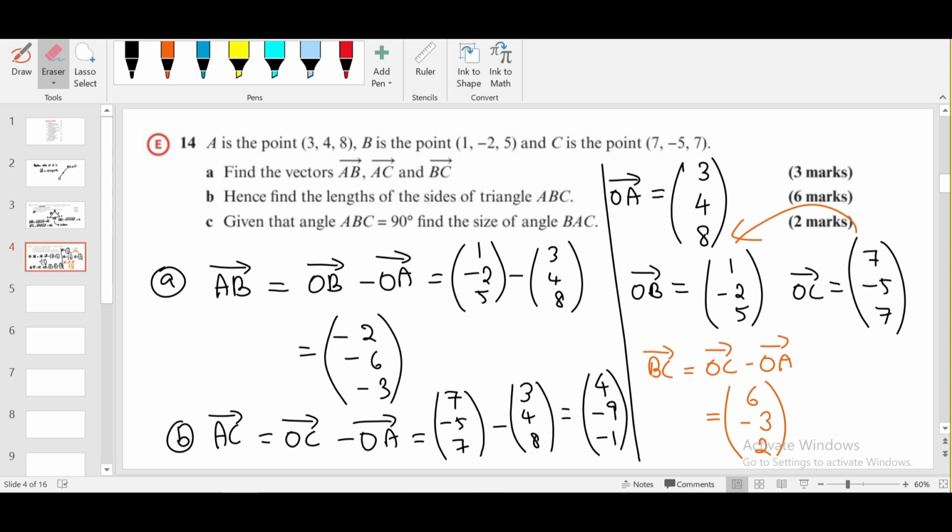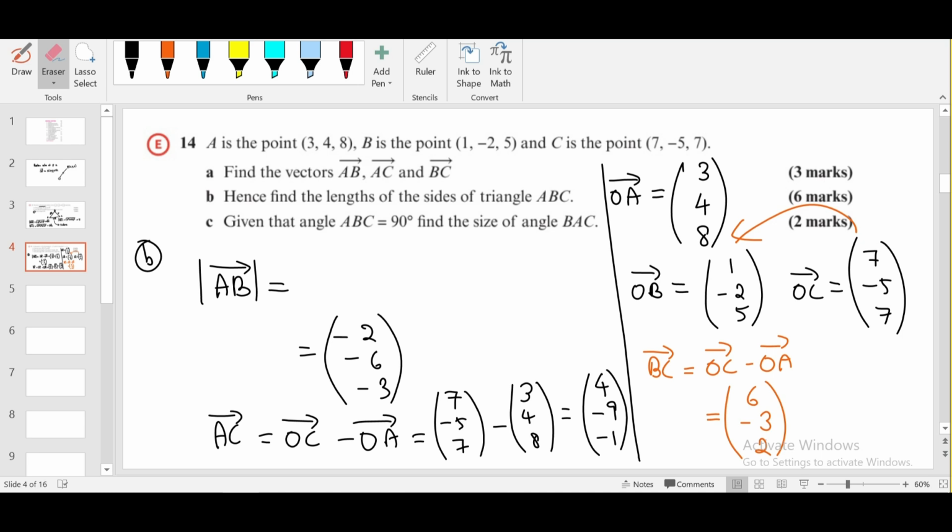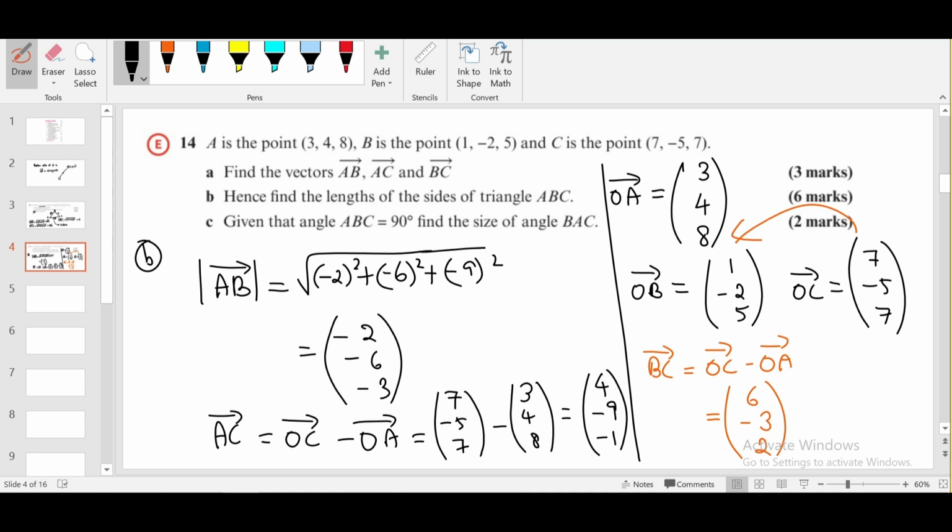We got three vectors. Part B says find the length of the sides of triangle ABC. You need to find the modulus value of all these vectors. So part B, find the modulus of AB. AB vector is this. So the modulus value is going to be square root of minus 2 whole square plus 6 whole square plus minus 3 whole square, 4 plus 36 is 40, 49, which is 7. Square root of 49. Copy this.